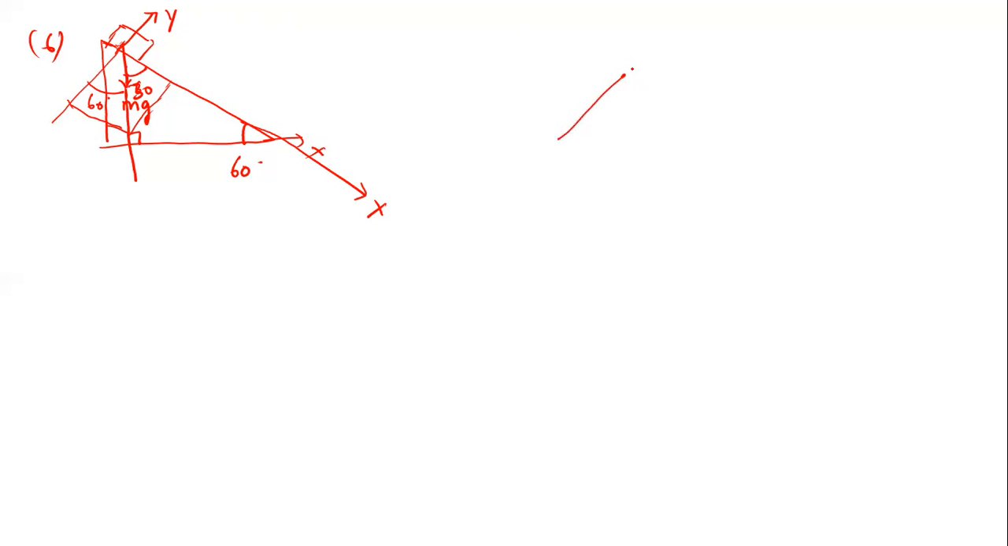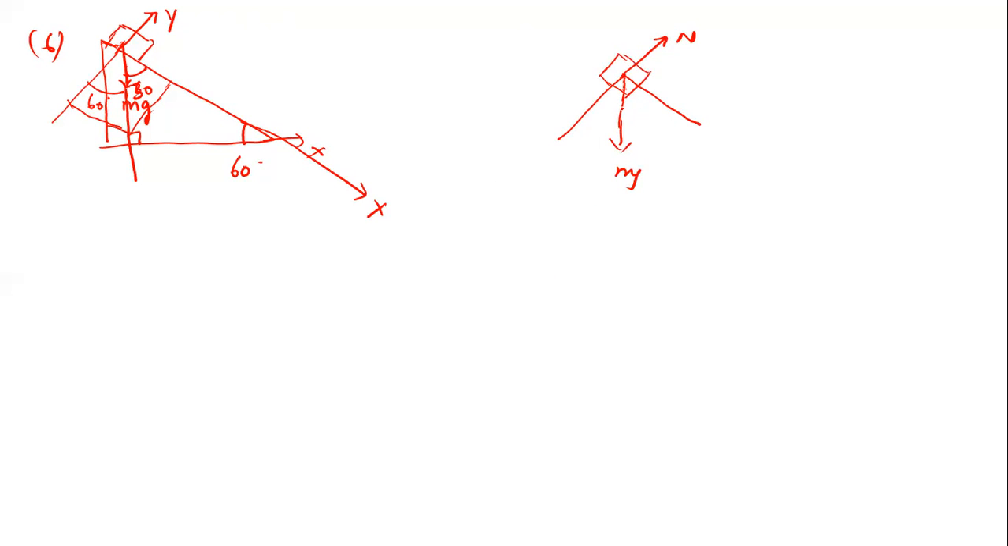I will write one line like this. Identify this. This is my normal force. And this was my object, and this was the weight acting downwards, mg.